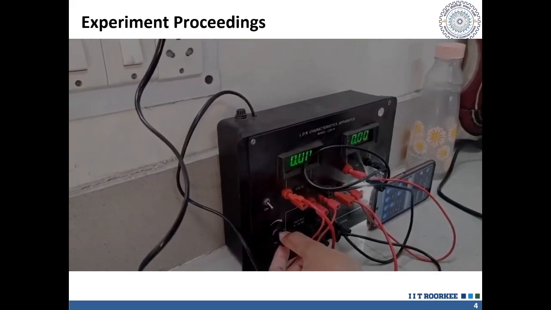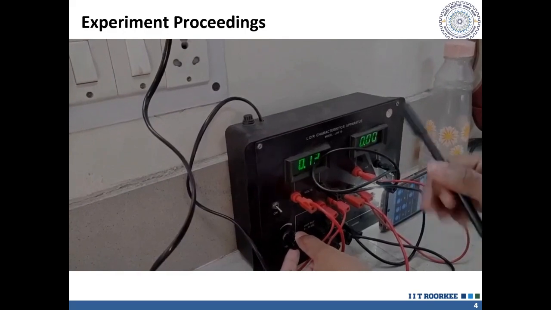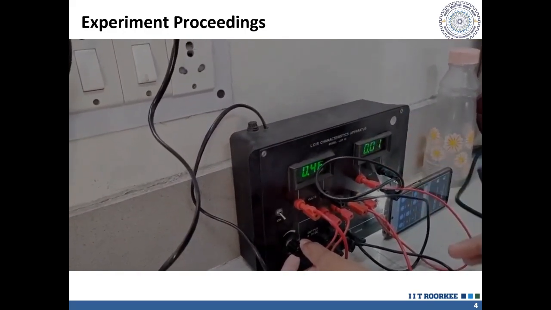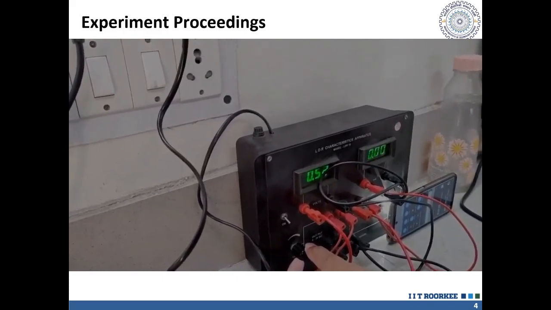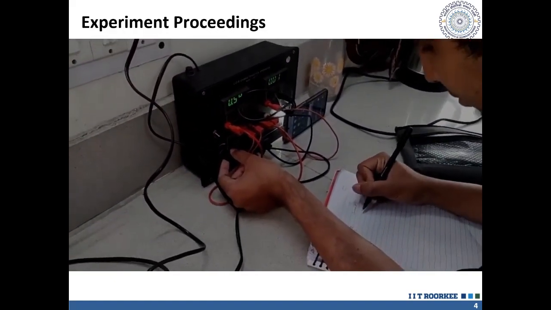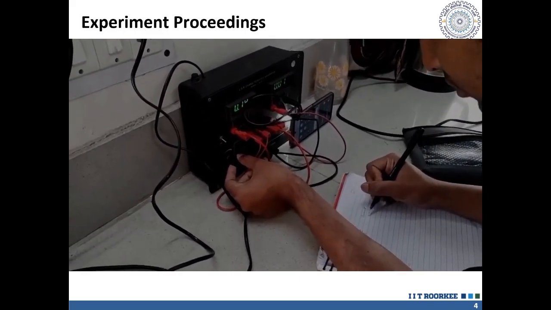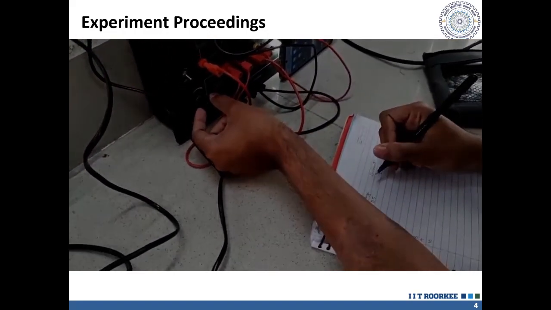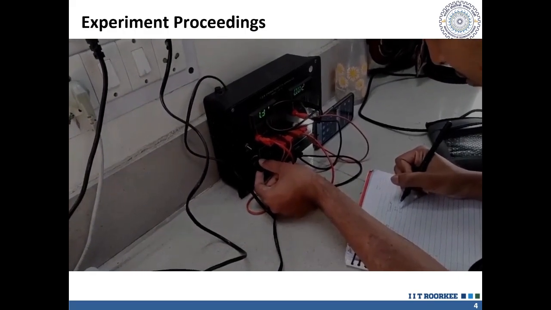The resolution of the voltmeter over here is 0.01 volt, and the resolution of the ammeter is 0.01 milliampere. As I change the voltage, you can see a very small change in the ampere readings. For 0.5 volts, I got a 0.01 milliampere reading. Now I change it to 1 and I find the reading to be 0.02.